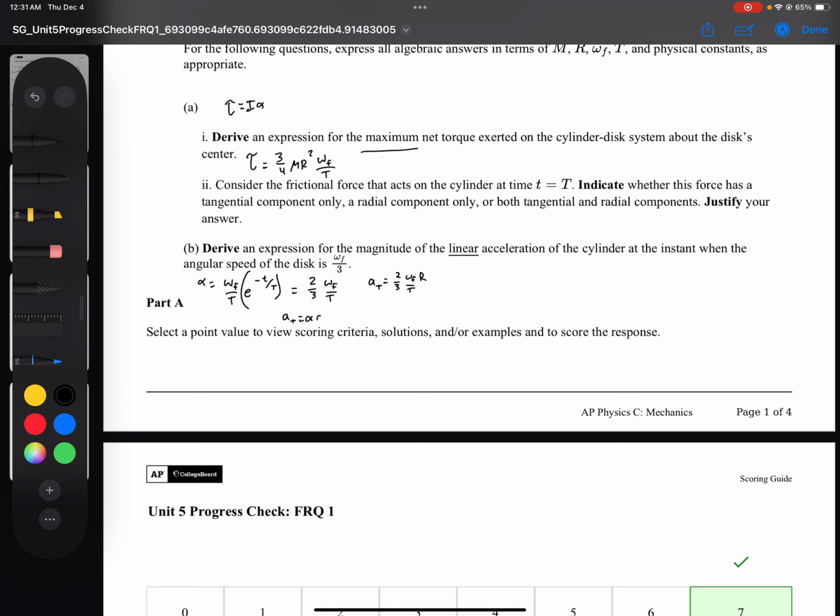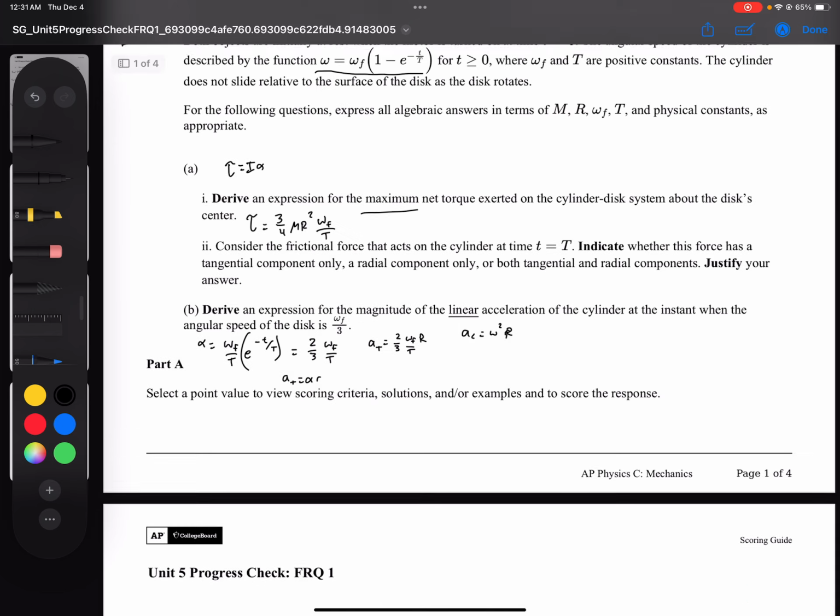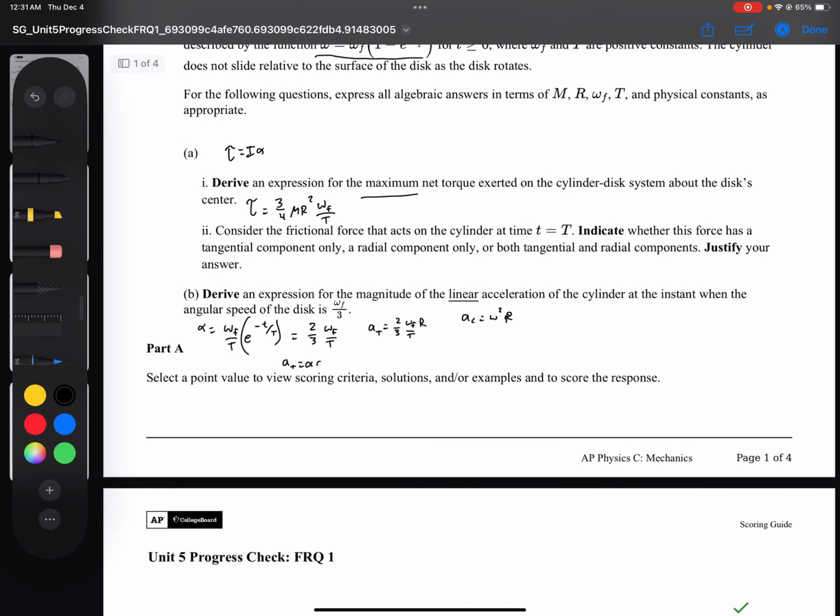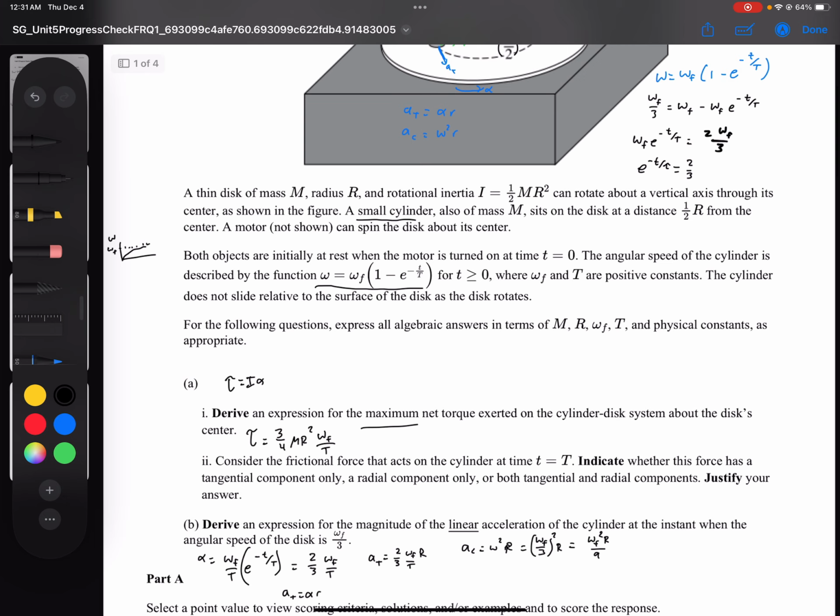Now I have to also consider the centripetal acceleration. So I know the centripetal acceleration is omega squared times r, right? And then our omega is going to be omega f over 3, right? So I have here omega f over 3 quantity squared times r, and that's going to be omega f squared times r over 9, right? Because 3 squared is 9. And, ooh, whoa, I almost made a huge mistake. Oh, my goodness.